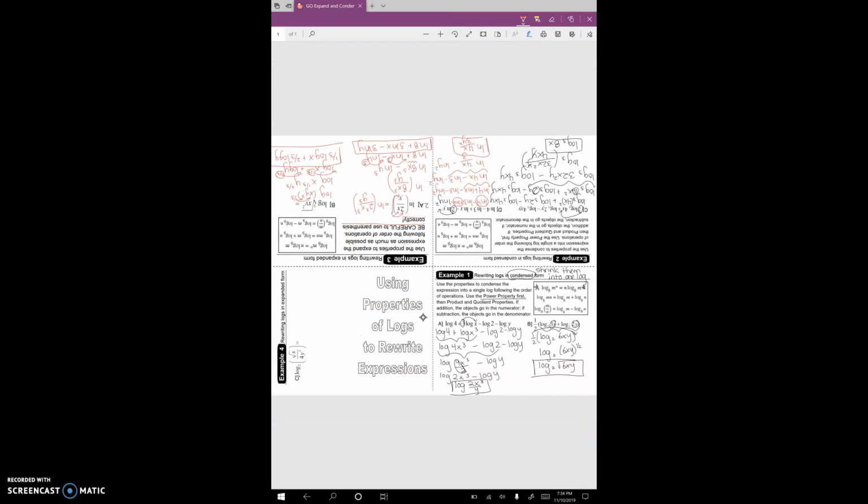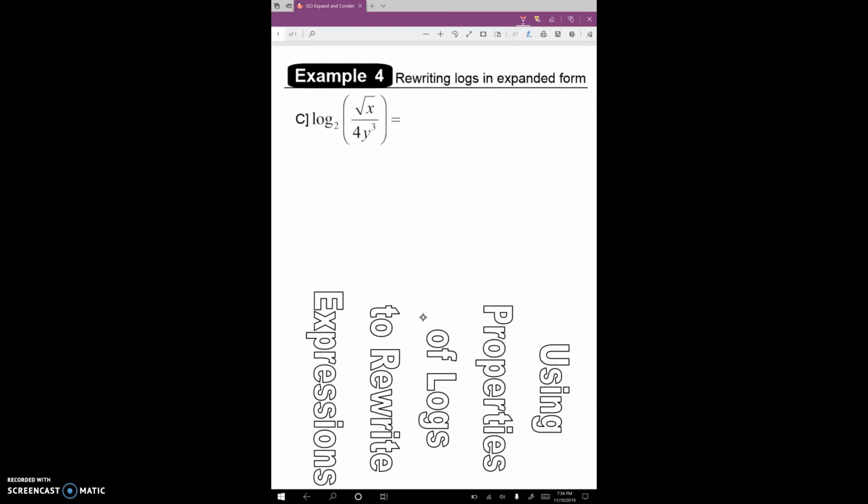So rotating to where my title is at. Example 4. Again, expanding. We're going to expand the logarithm. So the square root is too scary, so let's change that to the power of half. You want to go step by step. So then these are dividing, so I'm going to switch them to subtraction.